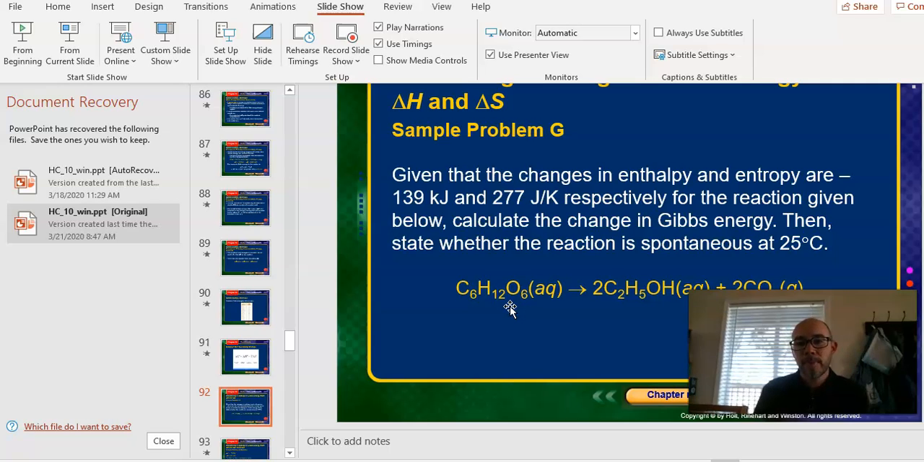So here's a sample problem. Given that the changes in enthalpy and entropy are negative 139 kilojoules and a positive 277 joules per Kelvin respectively, so our negative 138 kilojoules is our enthalpy, or our delta H, and our entropy is a positive 277 joules per Kelvin. We'll throw those into the equation, and now they trick us here. They say is it spontaneous at 25 Celsius? Well, 25 Celsius is 298.15 Kelvin. So we've got our three numbers there. We got our delta H, we got our T, and we got our delta S.